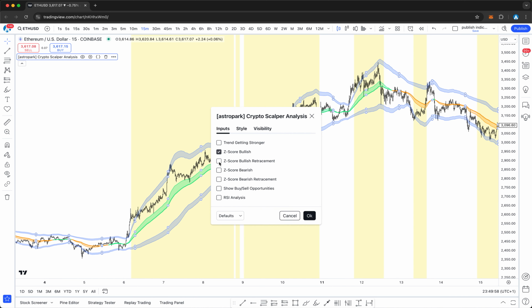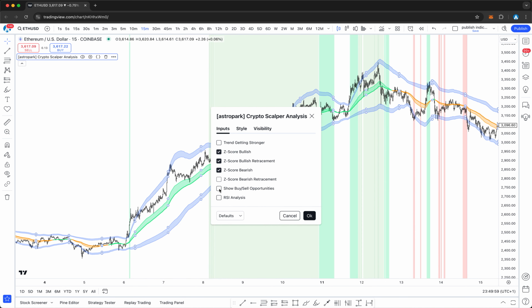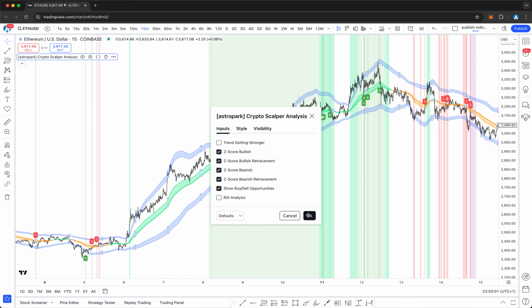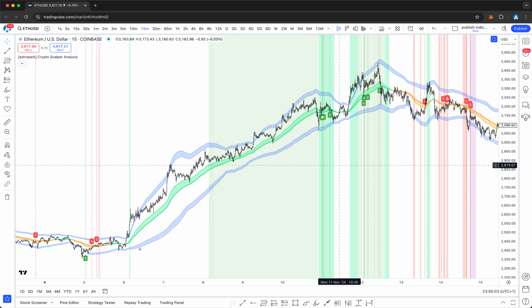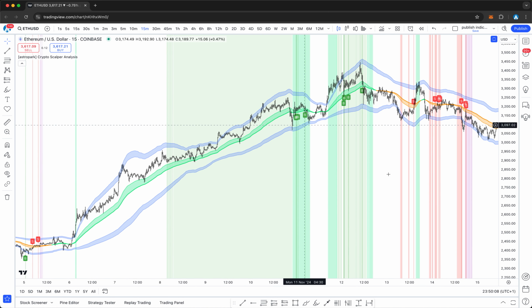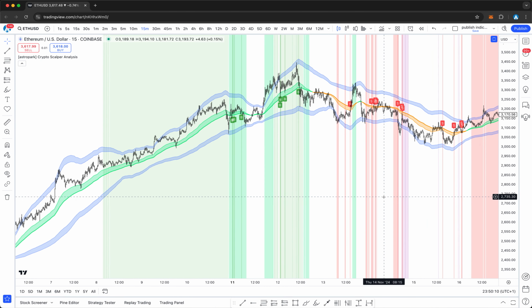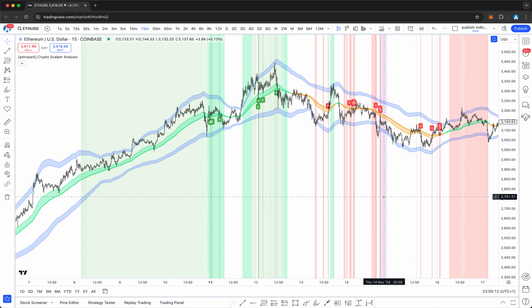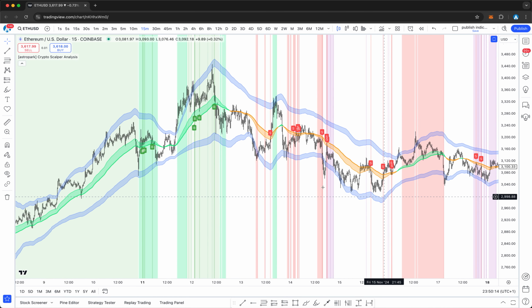And let's enable everything now just to highlight. Okay, and this is what the indicator may have told you.